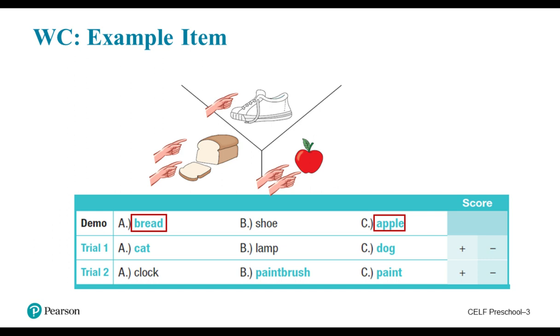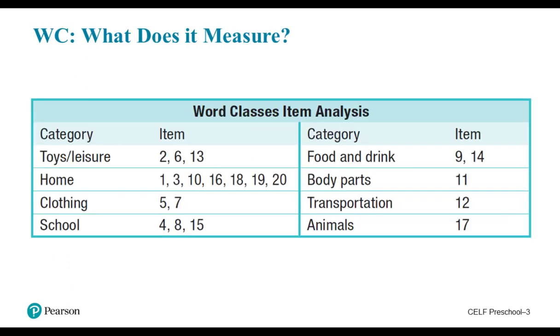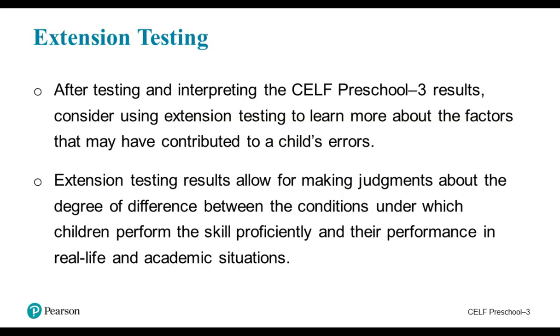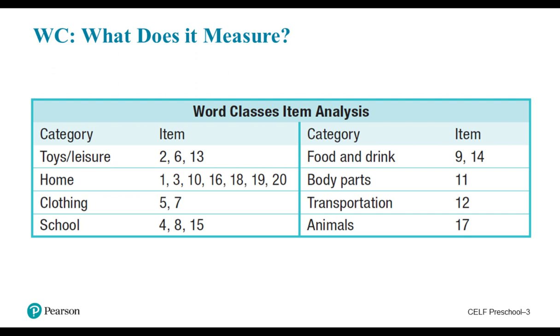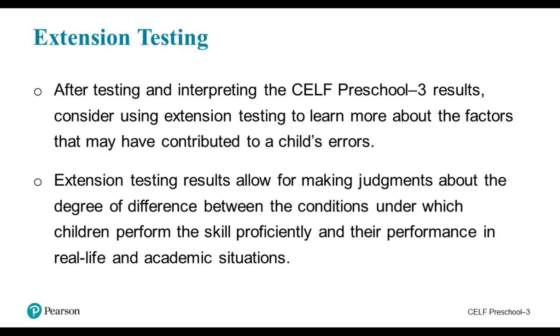So again, word classes, pretty much trying to see if the child can put pictorial objects into different categories. So thinking about categorizing and classifying. So when you think about what this one measures, again, you're thinking about different types of categories, whether you're thinking about toys or objects related to the home or animals or food and drink and so on. So again, different categories.